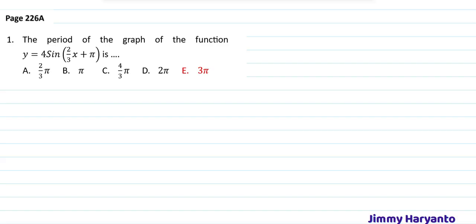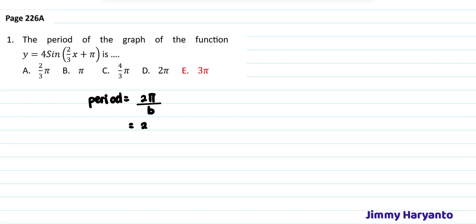First, we will start from page 226a. The first question wants you to find the period. So the formula of the period is 360 over b. Because the question wants you to answer it in radian, we will not use 360, but instead 2 pi over b. The b is the coefficient of the x, that means 3, so the period will be 2 over 3 pi. There you go.